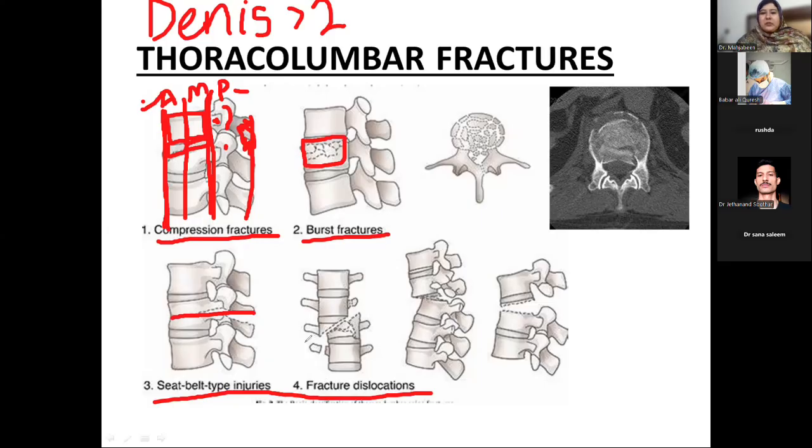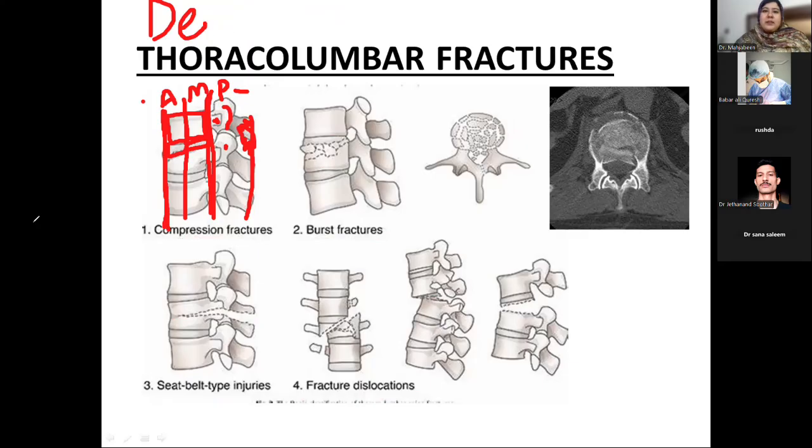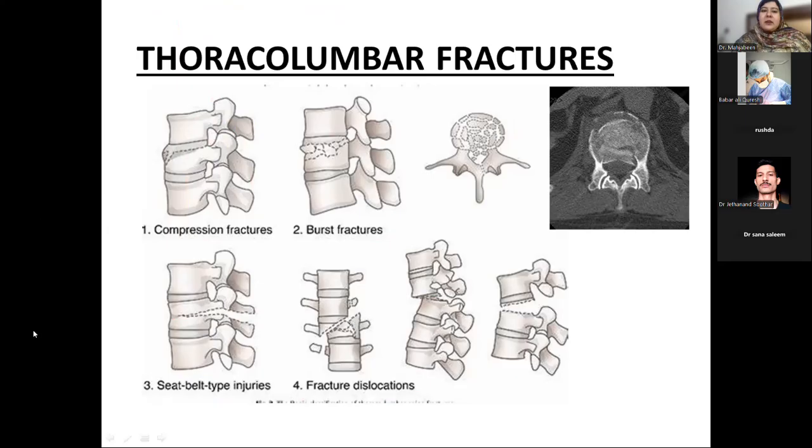Fracture dislocation also involves all three columns, but the difference is that in seat belt injuries, there is no dislocation. In fracture dislocations, there is dislocation: the two vertebrae are fractured and the joint is also dislocated, so there is no alignment. This is how you divide these different types of fractures. I hope this is clear, because this is how you describe these fractures, and this is how you see them on CT scan. Now I'll show all of these fractures on CT scan.